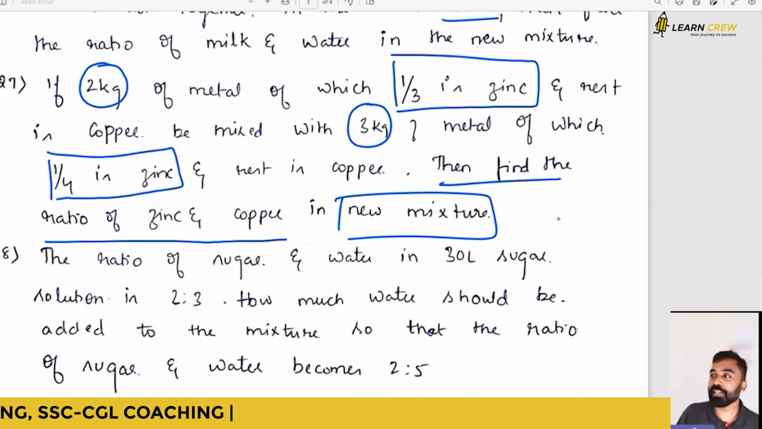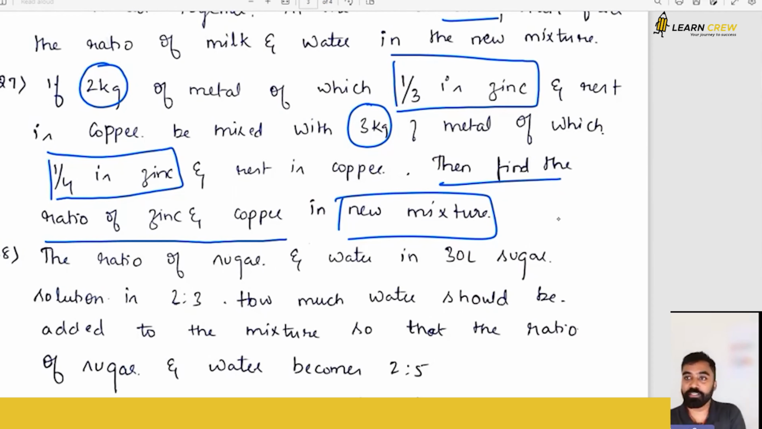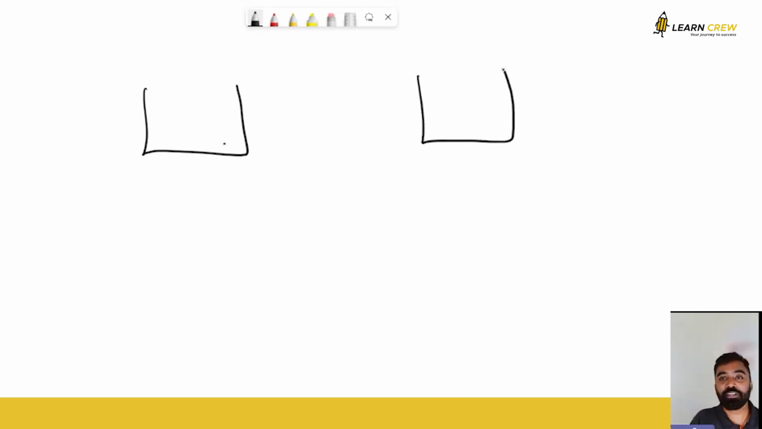Now these kinds of things will be asked. Zinc, copper, 2 kg, 3 kg. Most commonly asked things. Got it? Is the answer container 1? No, sir. If I want to explain, I'll explain everything.